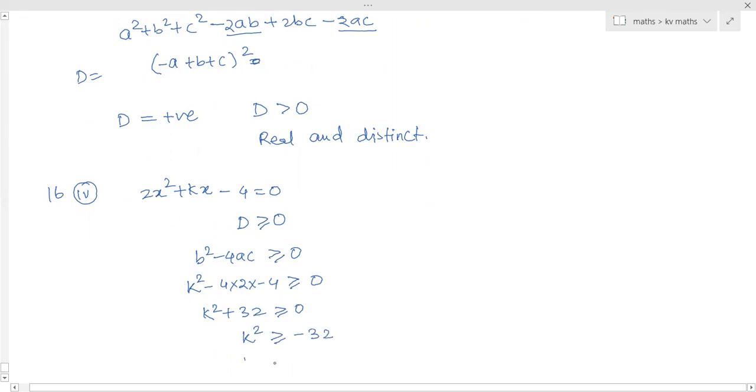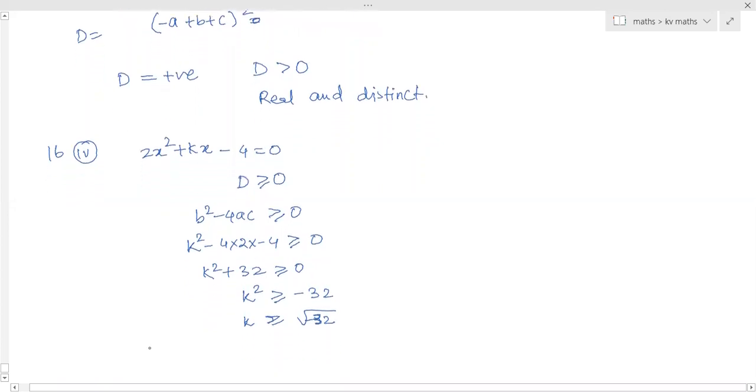That means k is greater than the square root of minus 32. If you find the square root, it is not possible. So that means any real number you can consider. The k should be any real number. K is greater than the square root of minus 32, which is actually an imaginary number, a non-real number. So you can take any value of k. So k should be a real number. That's it, the condition.